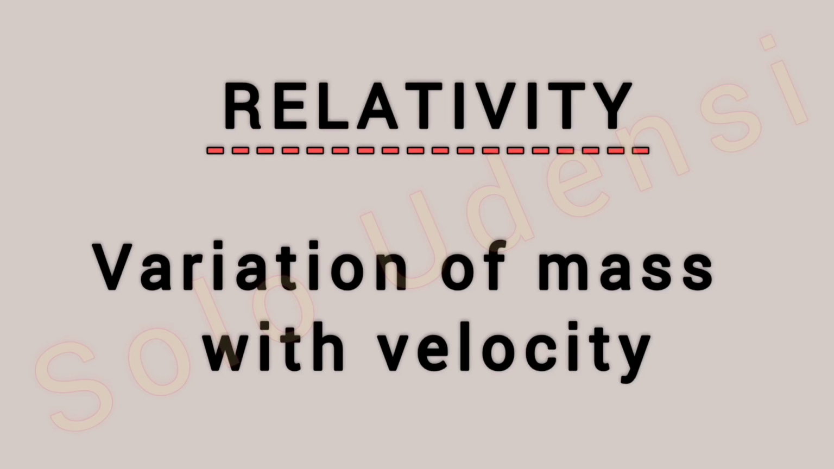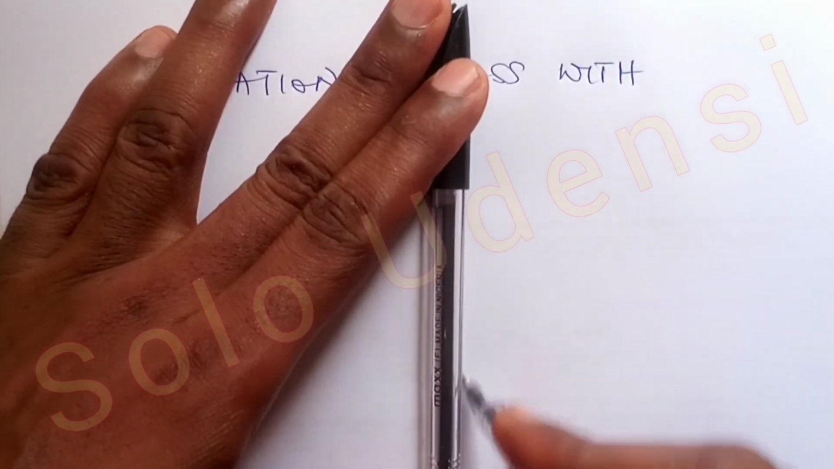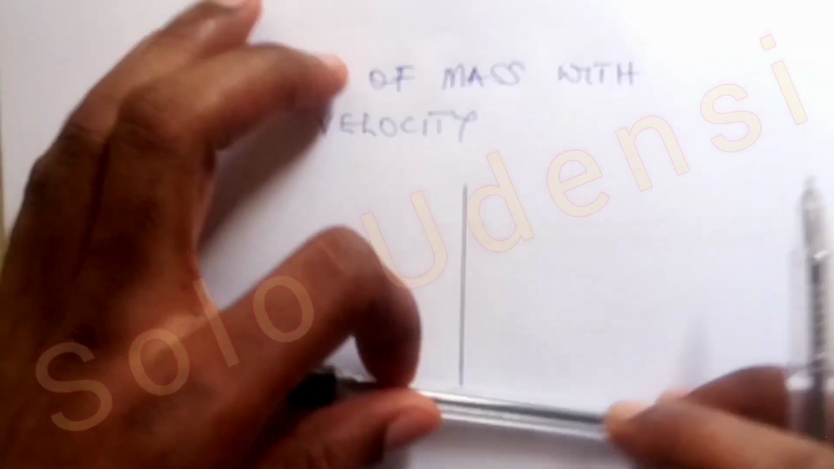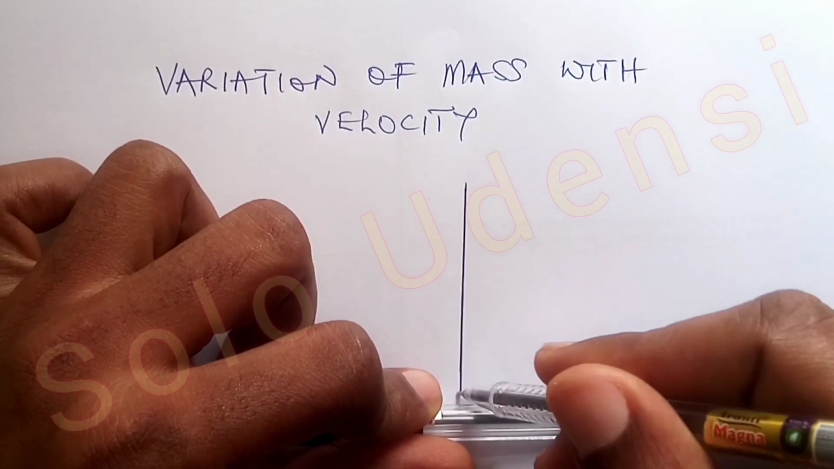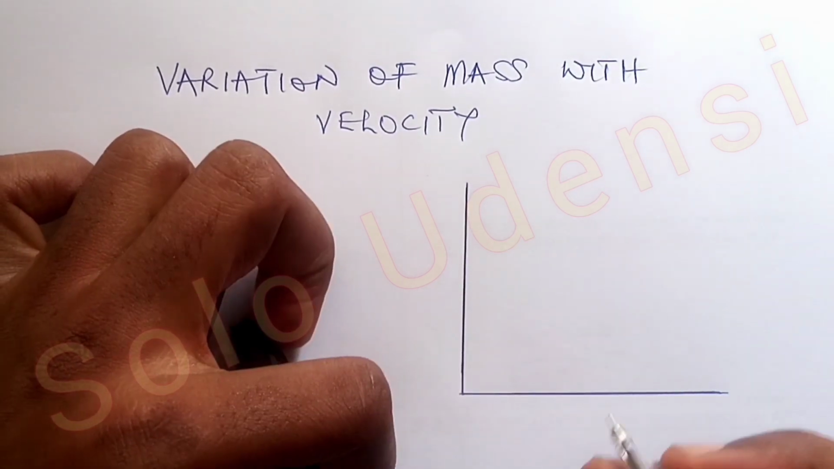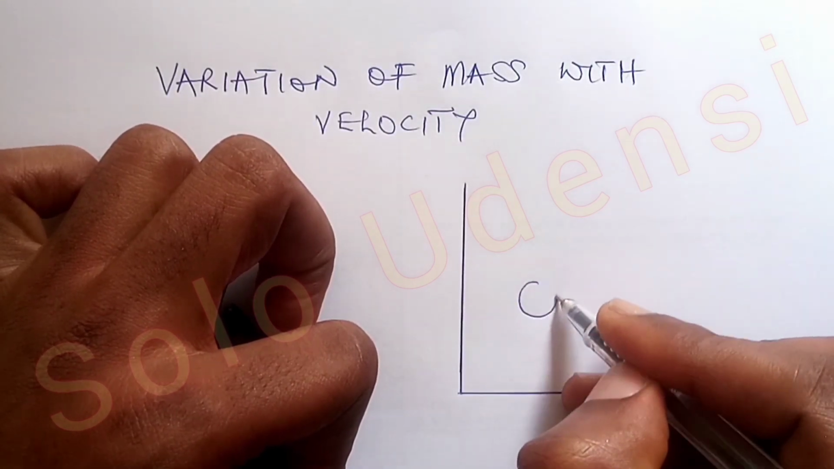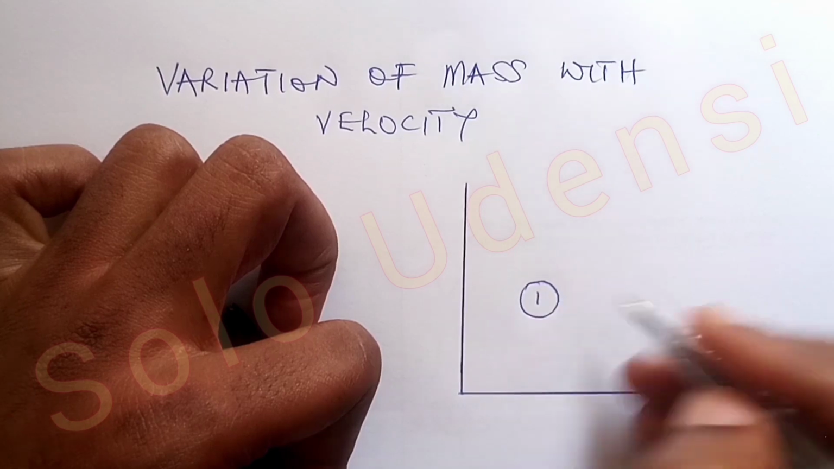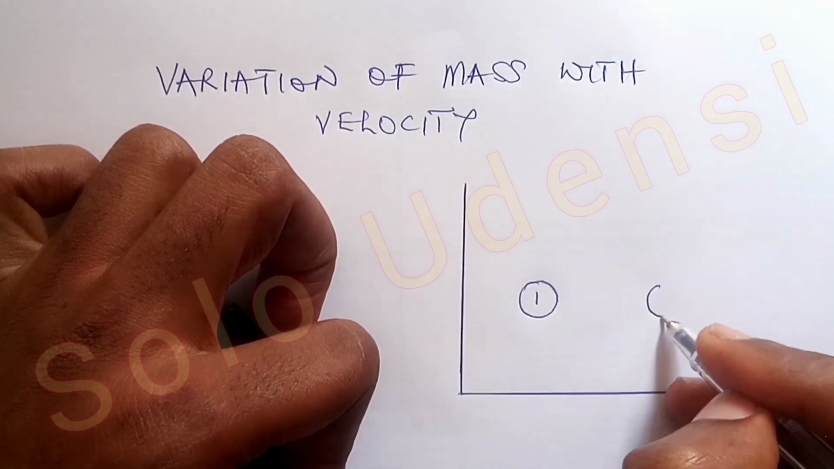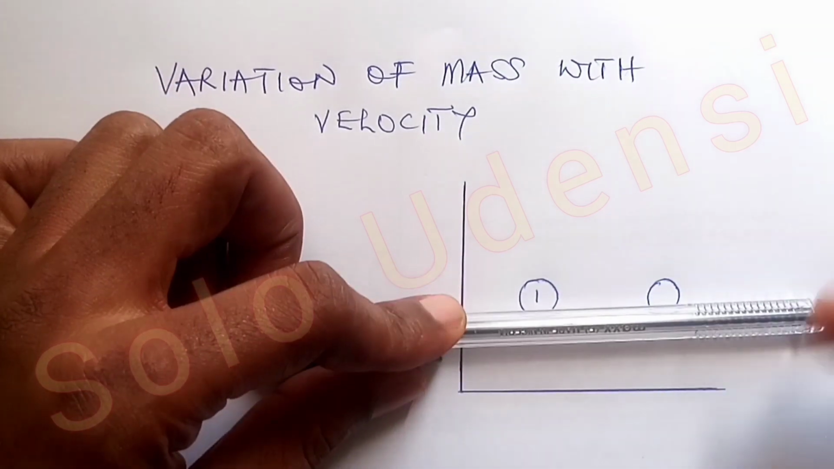Variation of mass with velocity. Let us consider an inelastic collision in a moving frame whereby two masses, say balls, of the same size are moving with the same velocity but in opposite direction, and after collision they stick together and come to rest.